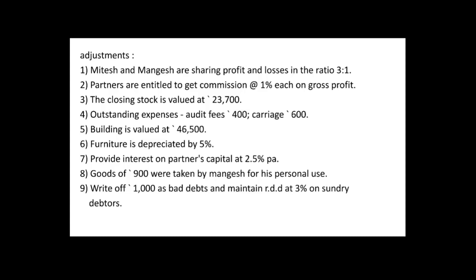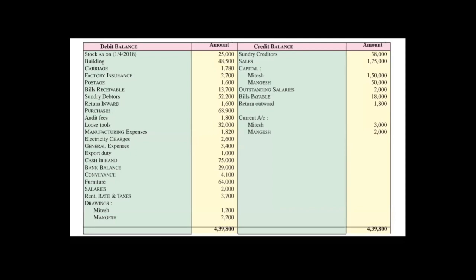Now, outstanding expense is given on audit fees and carriage. So in the trial balance, you have to star mark the audit fees, which is there over here, and the second is carriage, which is there here. The third item in the trial balance. So audit fees and carriage are star marked over there. Even you are going to star mark in your textbook.